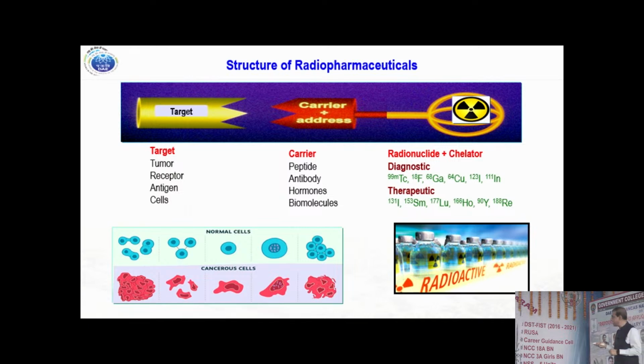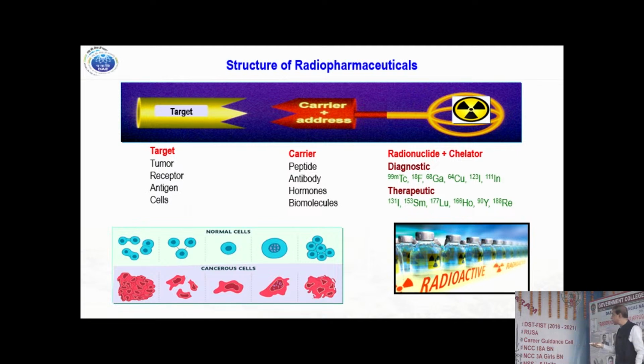Now, what is the carrier moiety? The carrier moiety may be a peptide, a hormone, a biomolecule, or a small molecule which takes this whole preparation to the target. What is the target? The target may be a tumor, a receptor, the cancerous cell, the antigen, etc.